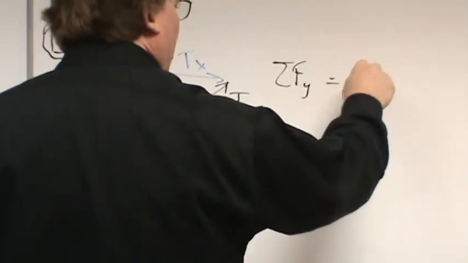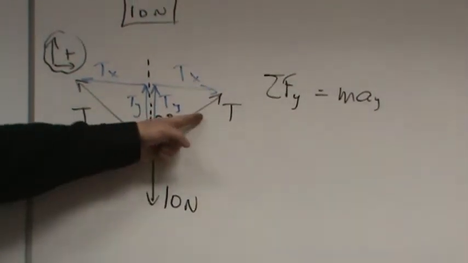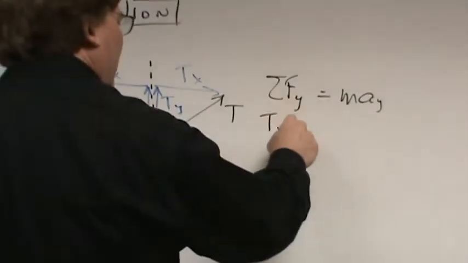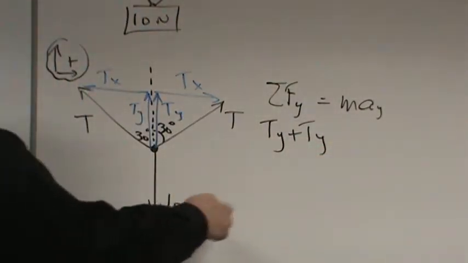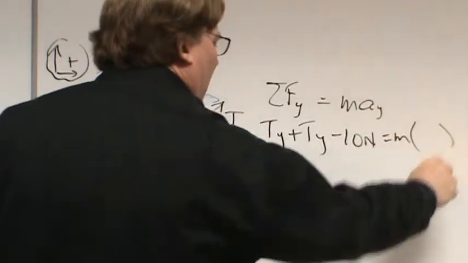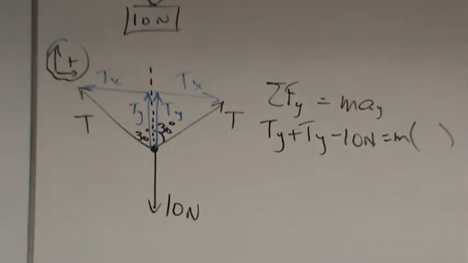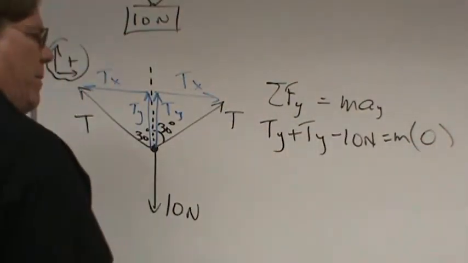Equals m a y. I got the y component of tension due to this guy. I got the y component of tension due to that guy. I've got the 10 newtons going down. What's the acceleration of this sign? Zero, because it's not going anywhere. Thank you, because it's not going anywhere. It's remaining at rest. Not only is it at rest, but it'll remain at rest.